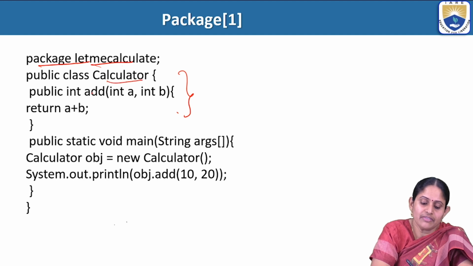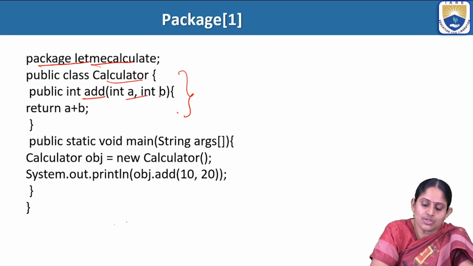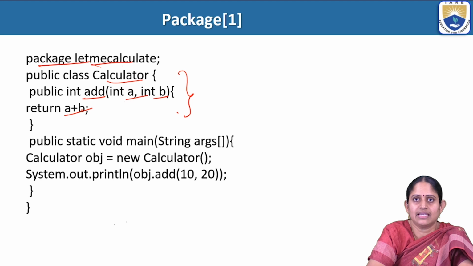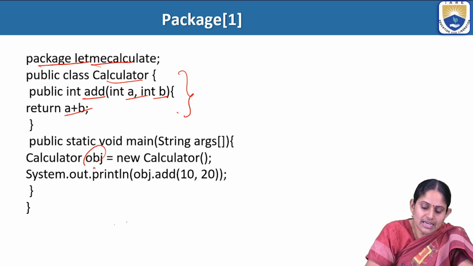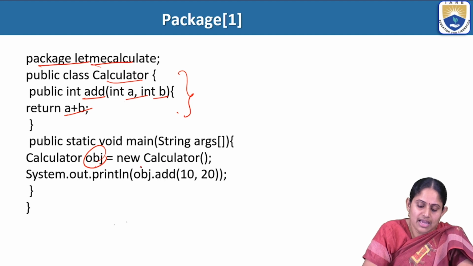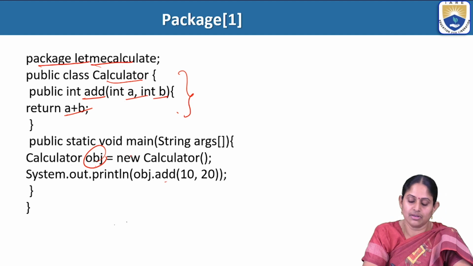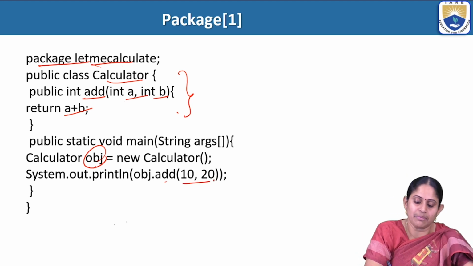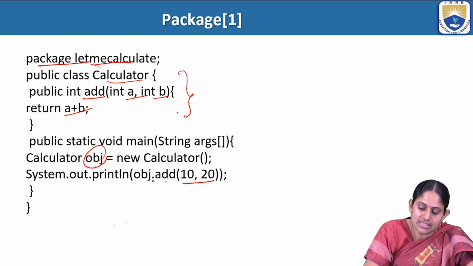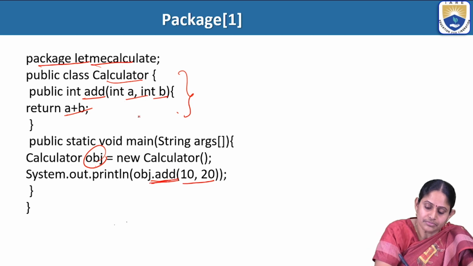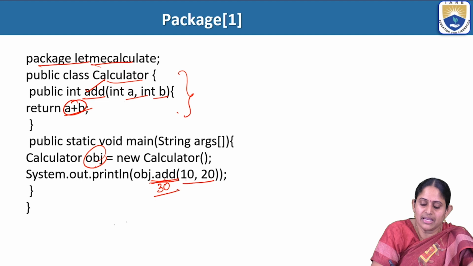Then inside the calculator we have the method add, which takes in 2 parameters, adds them and returns that value. So we are creating an object of the calculator class, and to the add method of that object we are passing 10 and 20. This will in turn invoke the add method. It will add those 2 values and return. So 10 and 20 is added and 30 will be returned here, and that is being displayed.